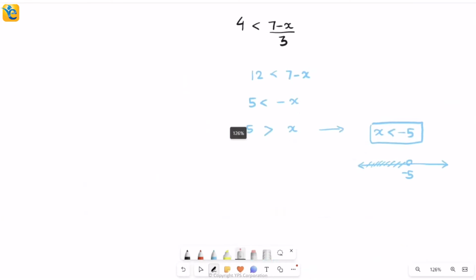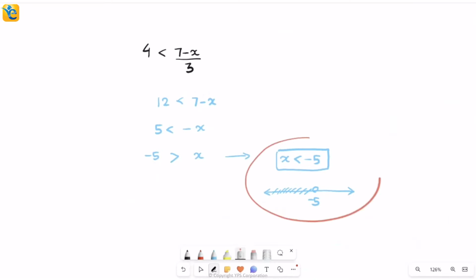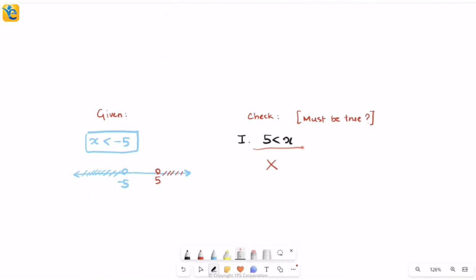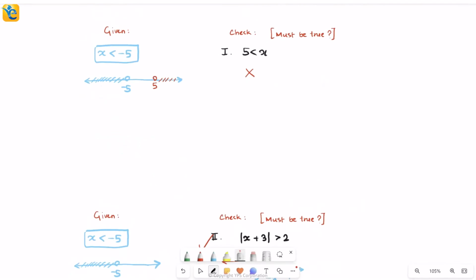So this is where we picked up the given inequality and came to the conclusion that x is less than -5. This we visualized here. This was our only given piece of information. Then we kept our given in front of us and every time evaluated one statement at a time. Every time the blue region signified what was given and the red region signified what we had to check. In the first one, x being in the blue region guaranteed that it's not in the red region. That means this was a cannot be true statement and was easy to reject.